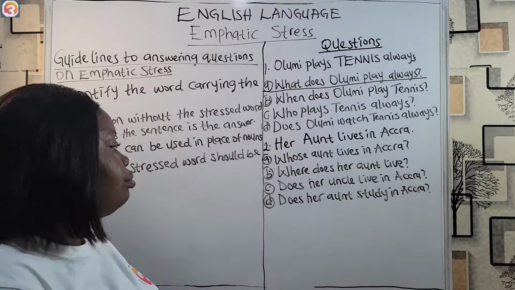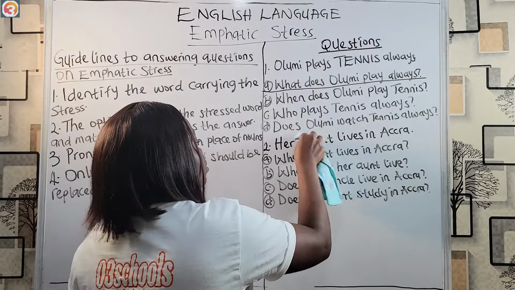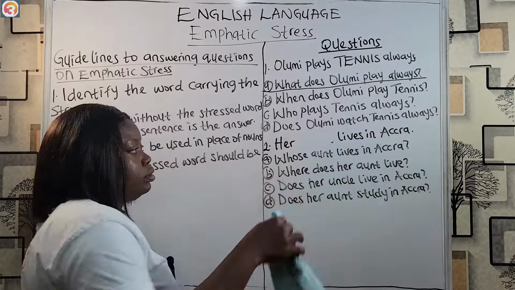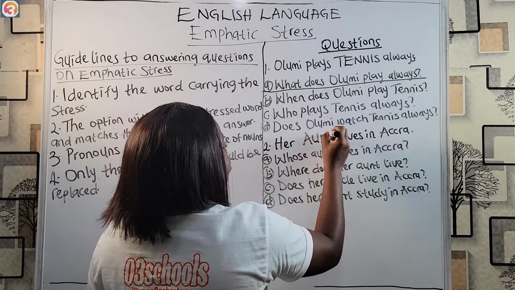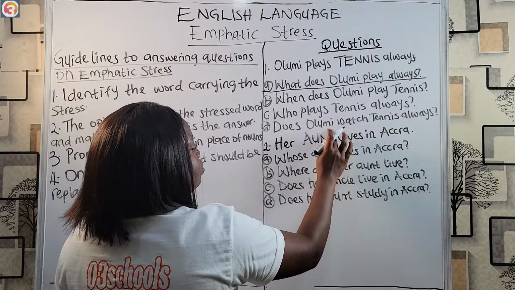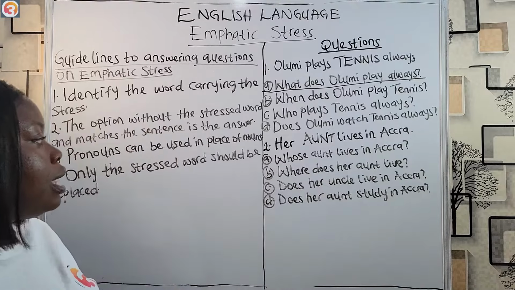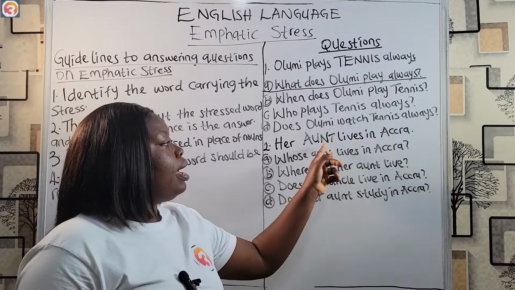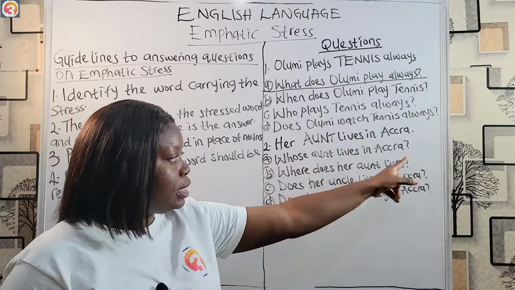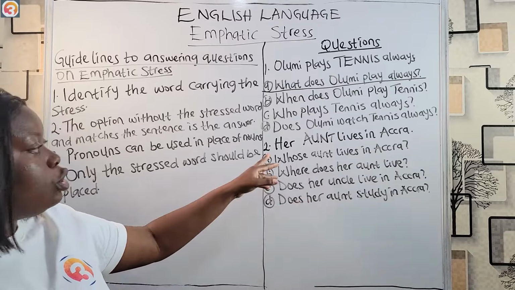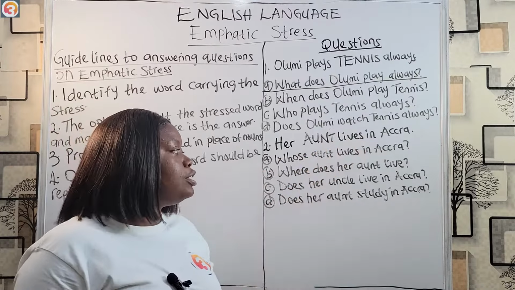So another example. Sorry, I didn't write anyone in caps. Aunt is what is in caps. So the question says, her aunt lives in Accra. Aunt is in all caps, so that is what is carrying the emphatic stress in this sentence. We now go through the options to look for the option that doesn't contain the word aunt and also matches the sentence given to us.